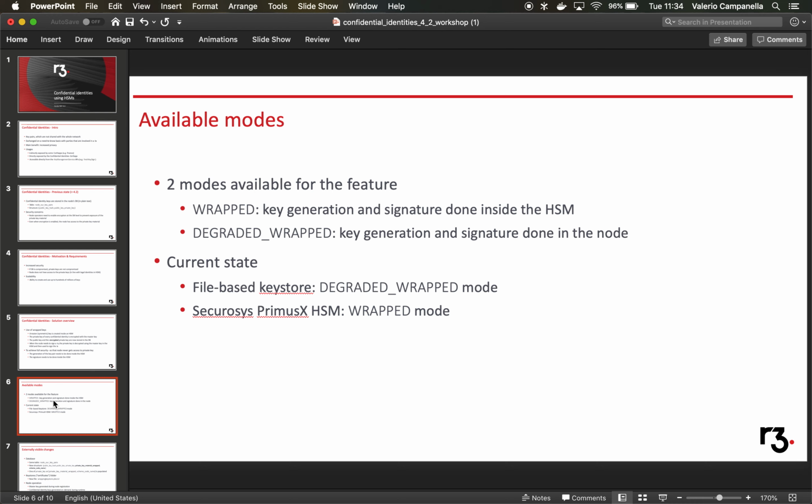So the current state is we have support for those two modes. We support the Securosys Primus X HSM in the wrapped mode, the fully secure mode, and we also support file-based key store use, which is used in the place of an HSM, but this only supports the degraded wrapped mode. Okay. So in terms of degraded wrapped mode, I noticed we only have Securosys Primus X at this point for confidential identities.